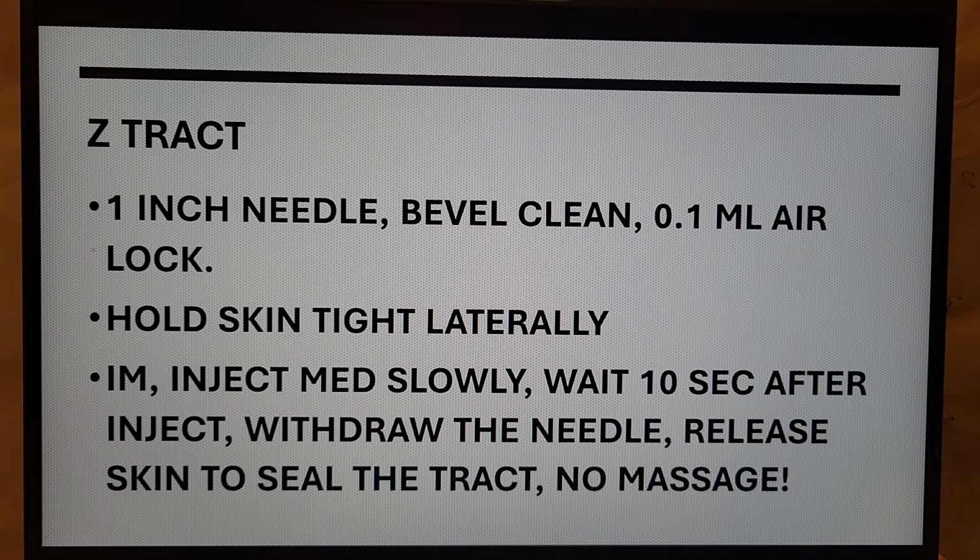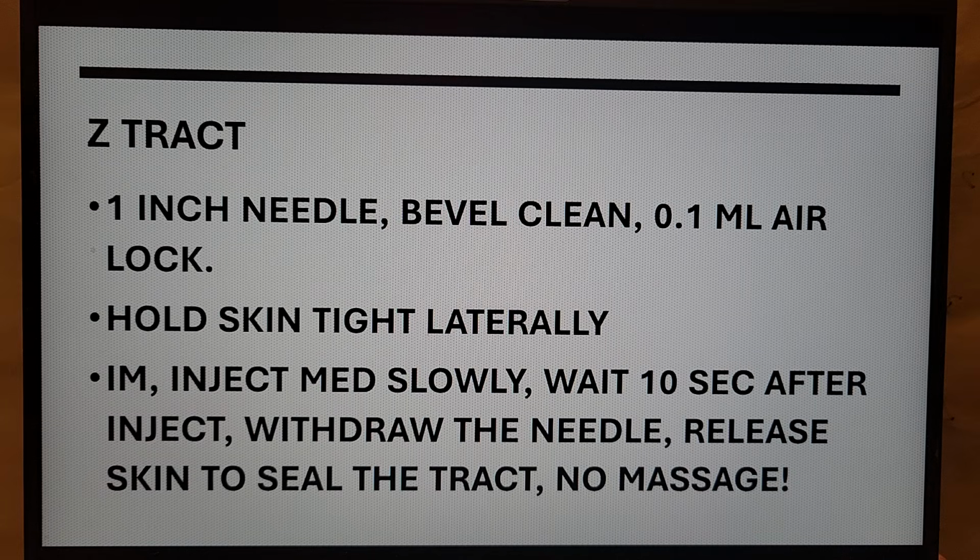So how to do Z-track? Hold the skin very tight laterally, right? Lateral. And then give IM. Inject the medication slowly. IM means 90 degrees, right? So use the muscle that has no blood vessel. Because if you make sure there is no blood vessel under the area, you don't need to aspirate, right? So after you inject the medication slowly, wait for 10 seconds after you inject. And then when you withdraw the needle, release the skin to seal the tract, right? And do not massage. All right, one more time.